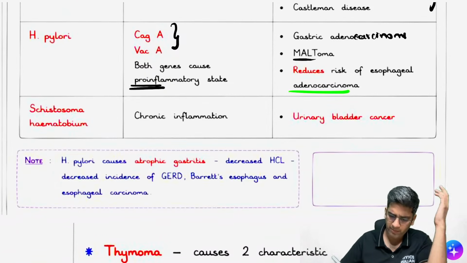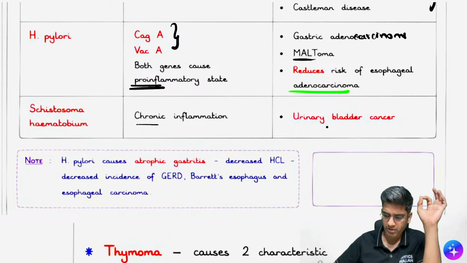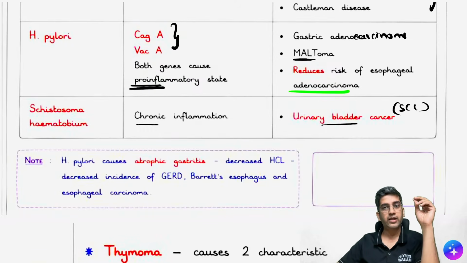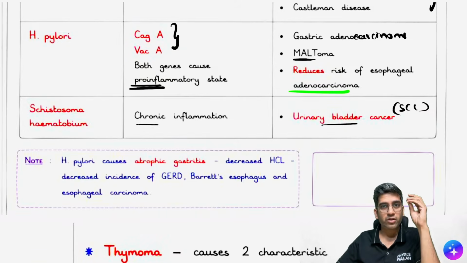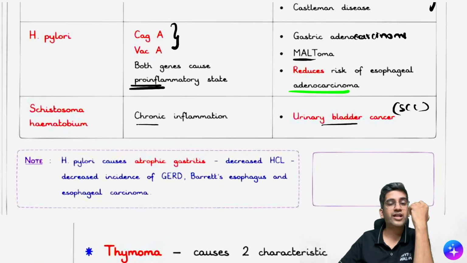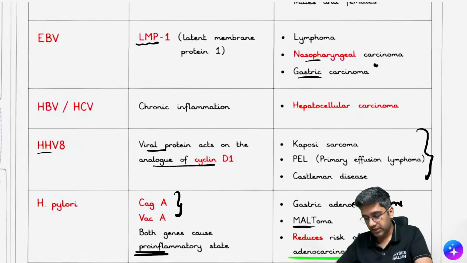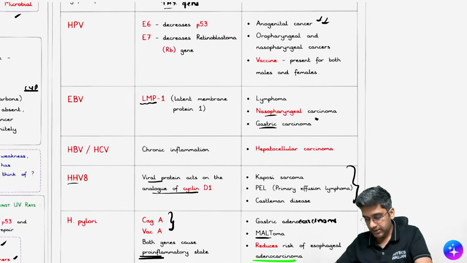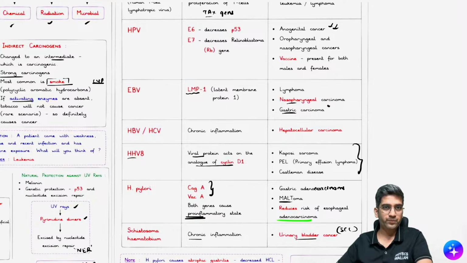Right? Schistosoma haematobium. Again, the same chronic inflammation. Especially in the urinary bladder, it causes squamous cell carcinoma. Right? Clonorchis sinensis. These are liver flukes, can cause cholangiocarcinoma, right? All of these are the microbes which can cause cancer.